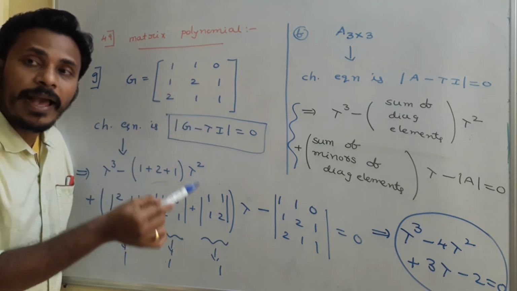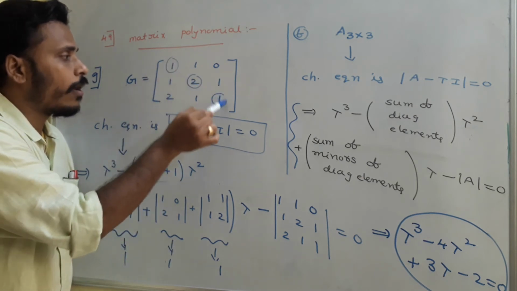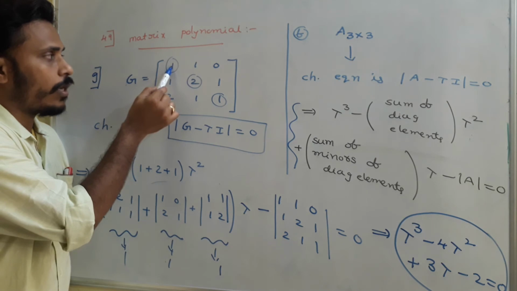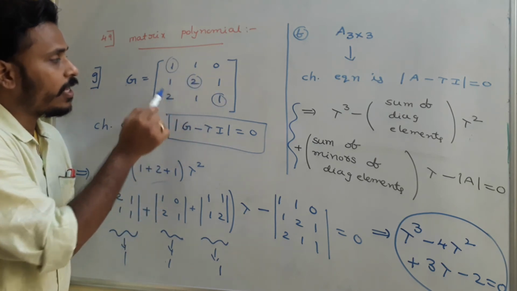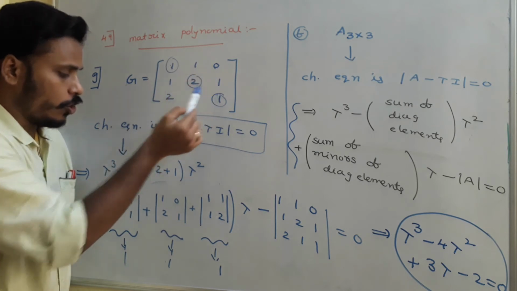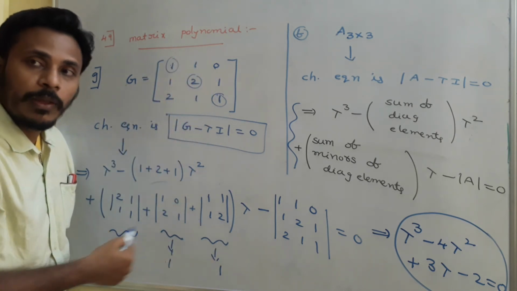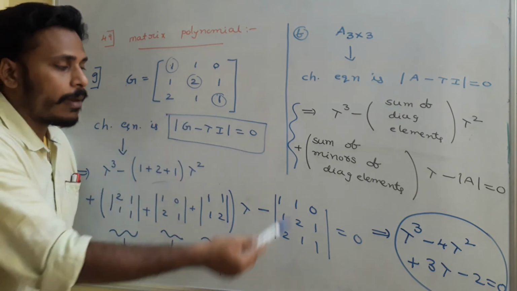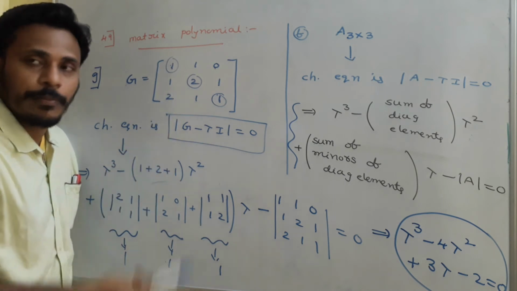and the sum of the minors of the diagonal elements. See these three, 1, 2, 1 are the diagonal elements. For this one, the minor is these four elements. For this 2, the minor is 1, 2, 0, 1. And for this one, the minor is these four elements. So sum of the minors is 3, so 3 lambda minus determinant of A. So that is the characteristic equation for this given matrix.